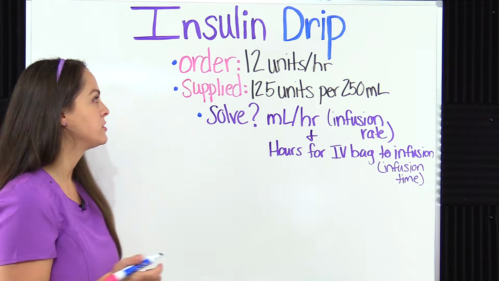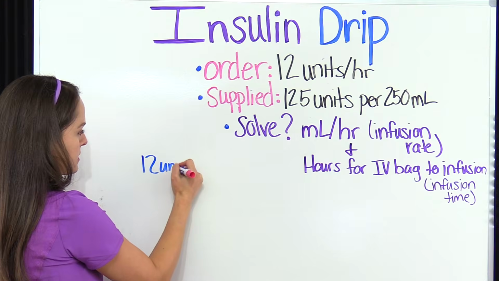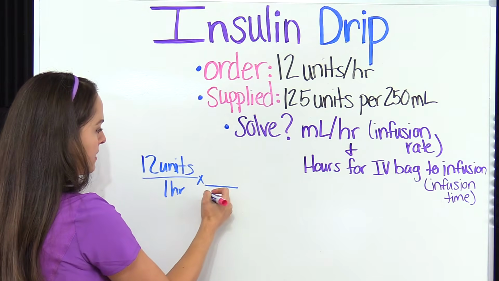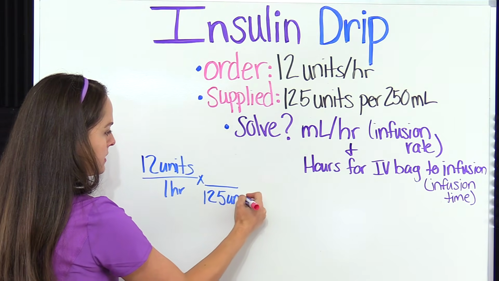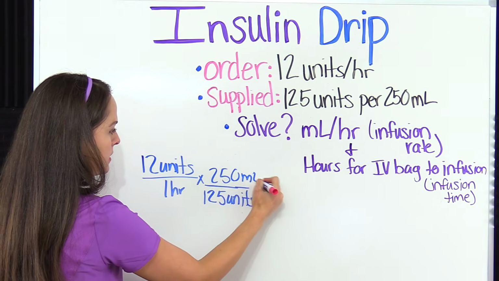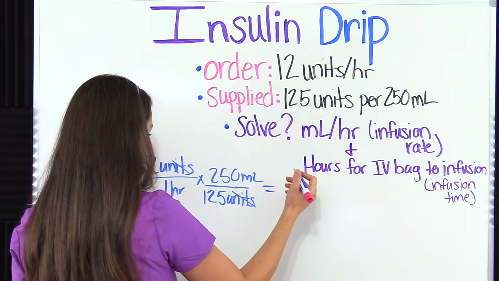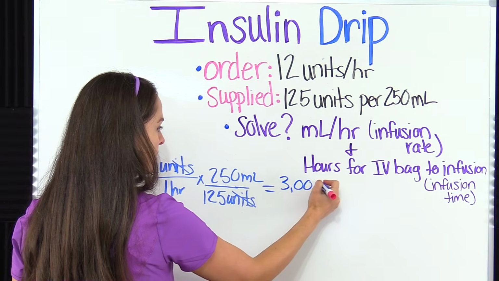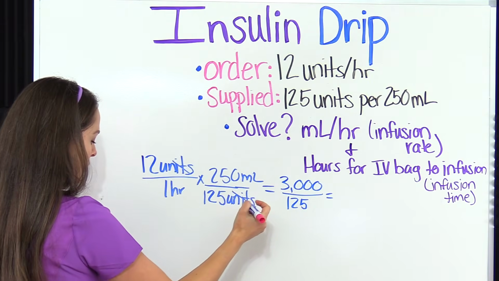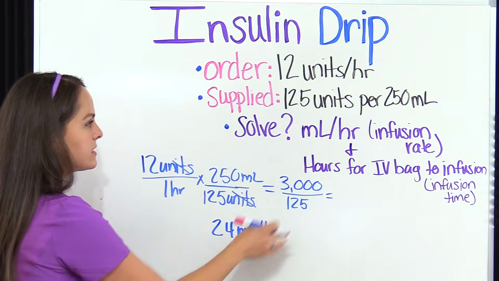And again, I'm going to set up using dimensional analysis. So we are ordered 12 units per hour. And we have a bag that has 125 units in it per 250 mLs. That cancels out units, and we're where we need to be, milliliters per hour. So we're going to multiply everything at the top and everything at the bottom. So you get 3,000 over 125. And then when you divide that out, you get 24 milliliters per hour. So that is our infusion rate.